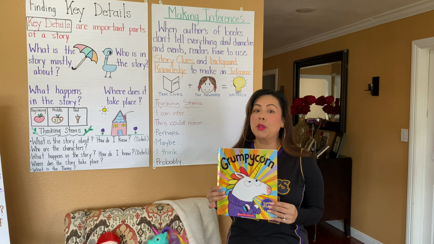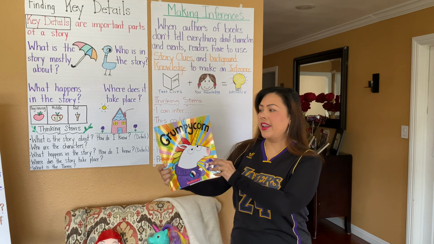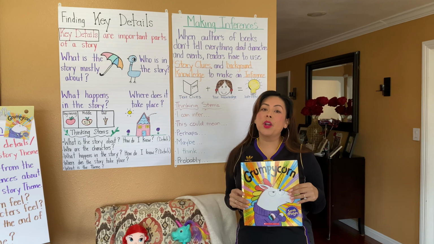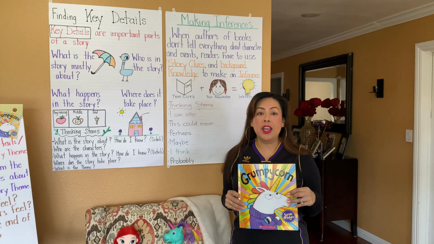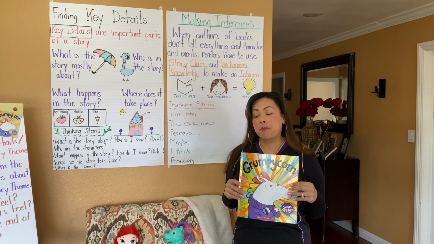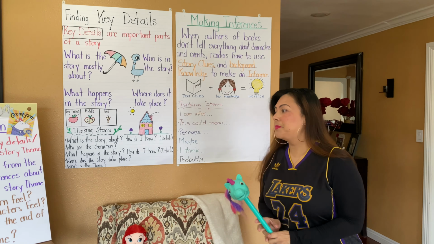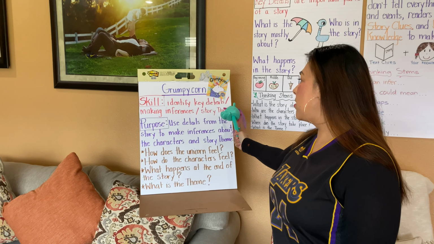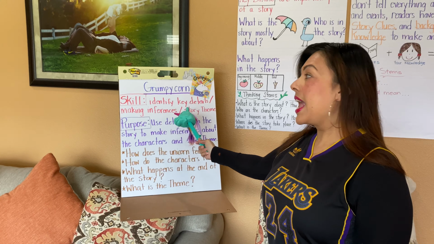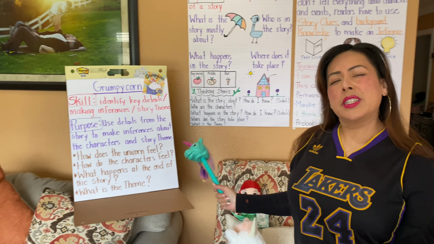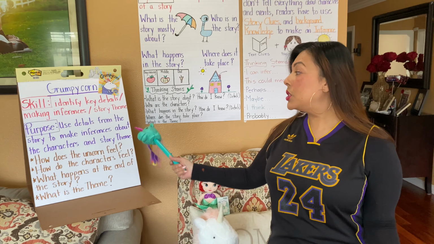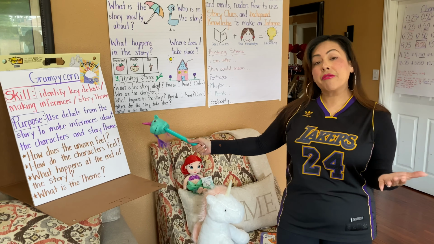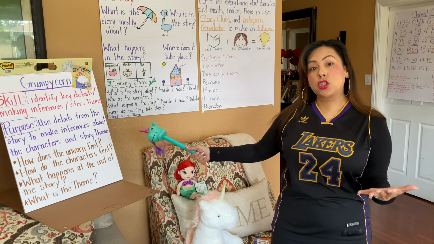Today, boys and girls, we will be doing an interactive read aloud on Grumpycorn. But before we get started with the read aloud, I'm going to tell you what exactly we're going to be doing as we're reading the book. Today, our skill is to identify key details, make inferences, and find story themes. What's the purpose? Why are we doing this? Well, we're going to be using details from the story to make inferences about the characters and the story theme.